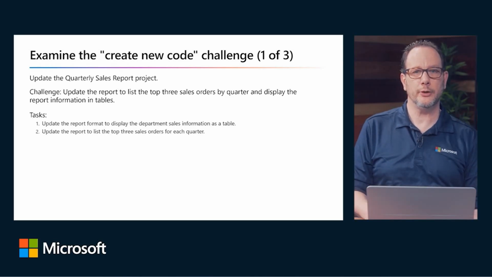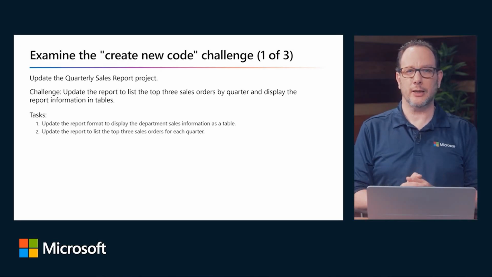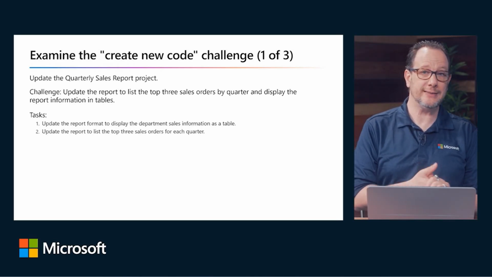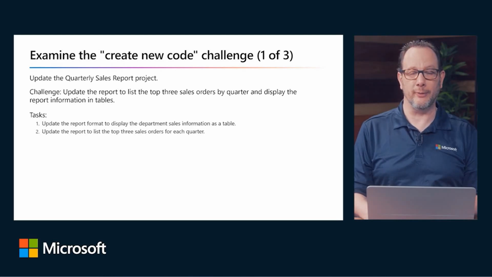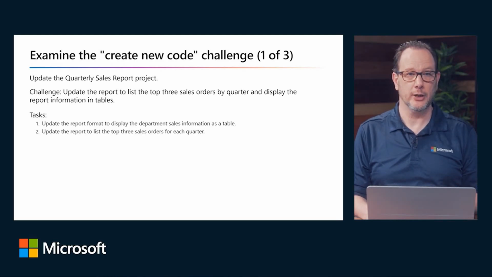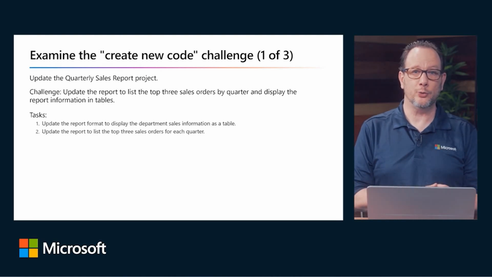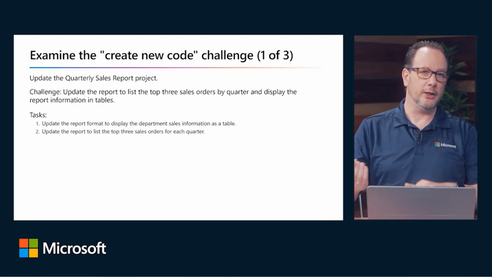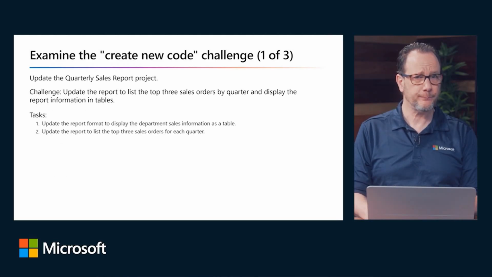So in this example, you're using our quarterly sales sample project, where now the challenge is we want you to update the report to the top 3 sales orders, ordering by quarter, and then displaying the report information in just some text tables. We're simplifying it a bit. There's 2 tasks: updating the report format, presenting the department sales information as a table, and then in the second task, updating the report to list the top 3 sales orders for each quarter.